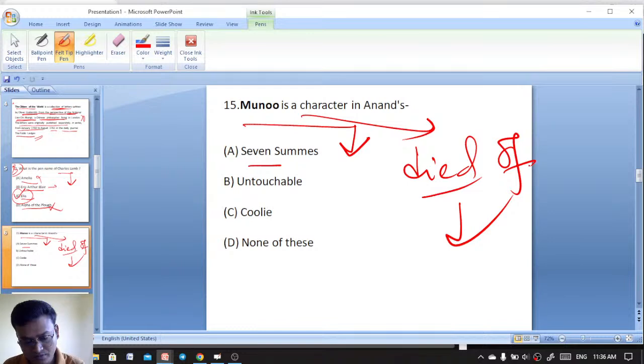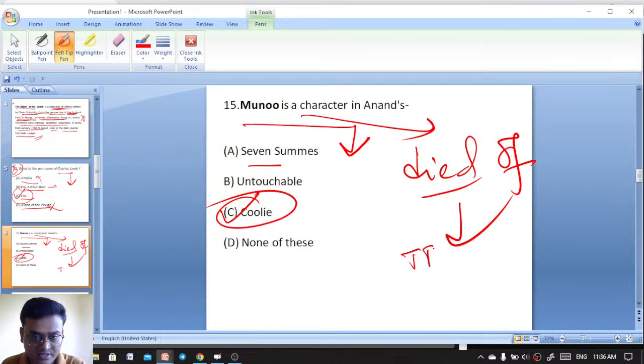Okay, Coolie. Got it. So Muno is a character from Mulk Raj Anand's Coolie. And now, Muno died of which disease? Muno died of tuberculosis, TB.